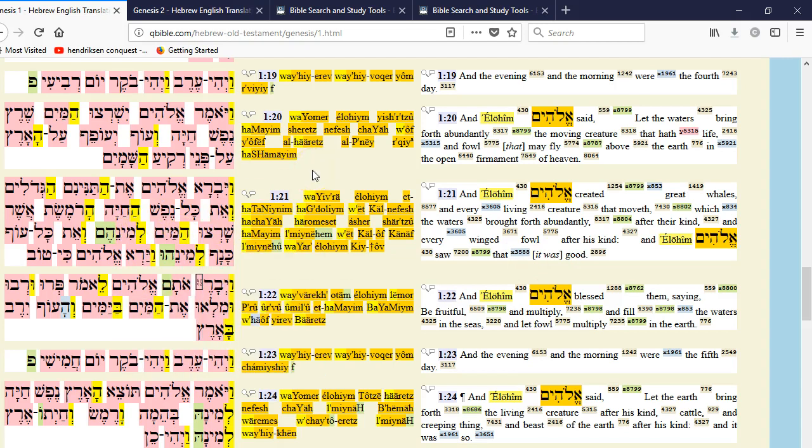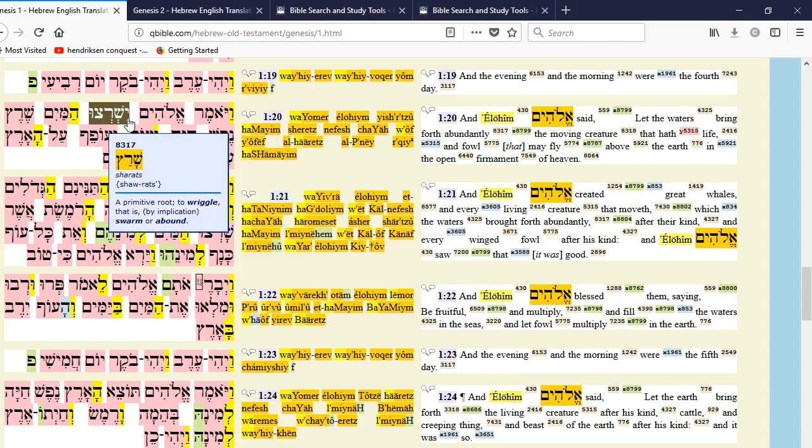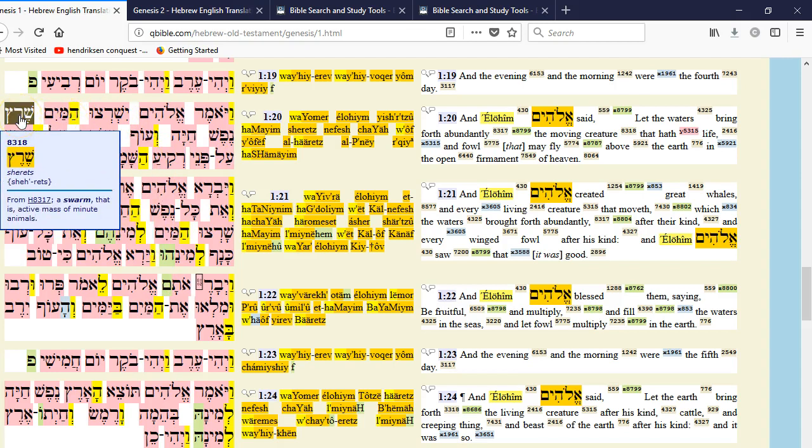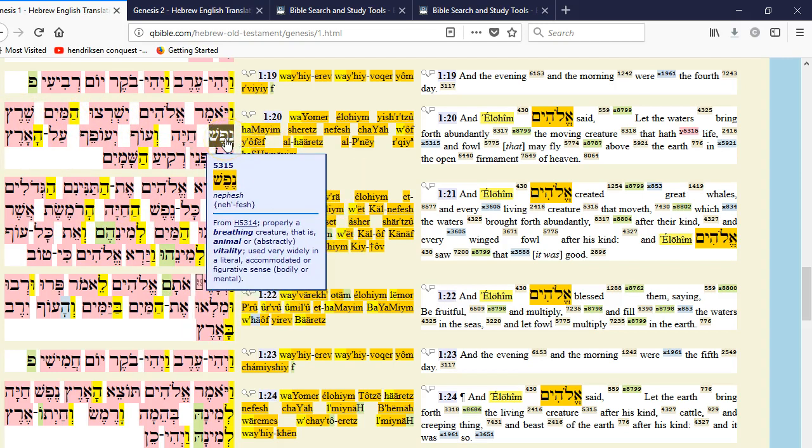Now, just to clarify a few things before we move on, the translations of these animal lives, I think, are not good. Uwi Amar Alaim, Eish Ratsu E Maim, the waters, Sharatz, Nepesh. Thus far, teeming souls.